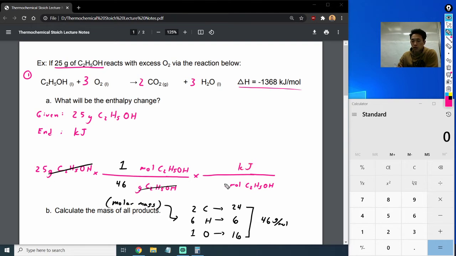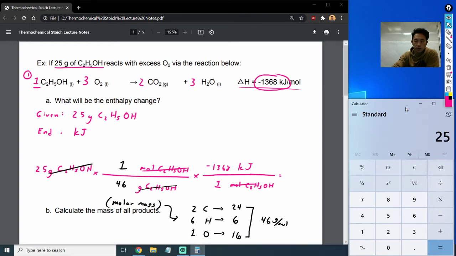And then we just look for the numbers in the balanced equation. There's no number in front of C2H5OH, so we just put a 1 on the bottom. And for kilojoules, we see that it's negative 1368, so we're going to put negative 1368. The moles are going to cancel, and then there you go. You can start calculating this out. So we're going to go on our calculator.